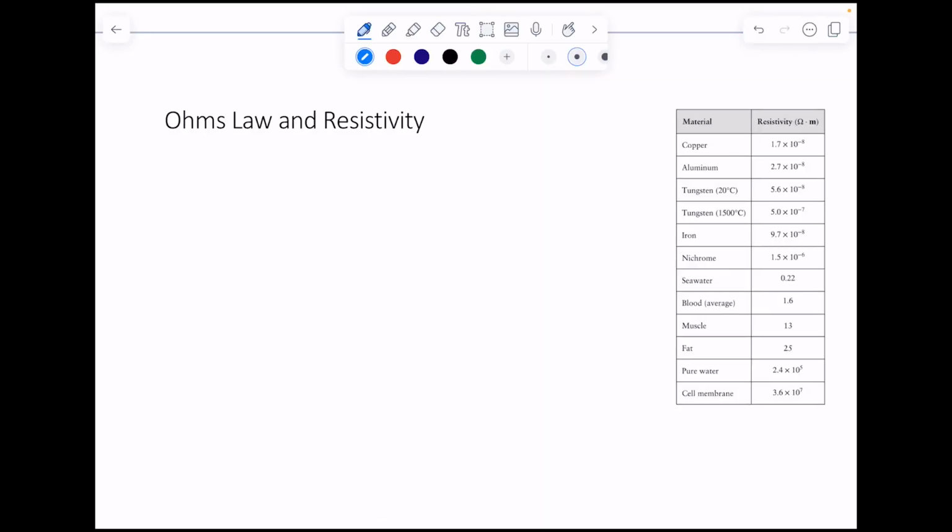Hey guys, we're going to talk about Ohm's law and resistivity. Resistivity, that's a word. It's not resistance. That's not equal to resistance, but they're related. In a previous video, we learned that the resistance of something depends on various things.